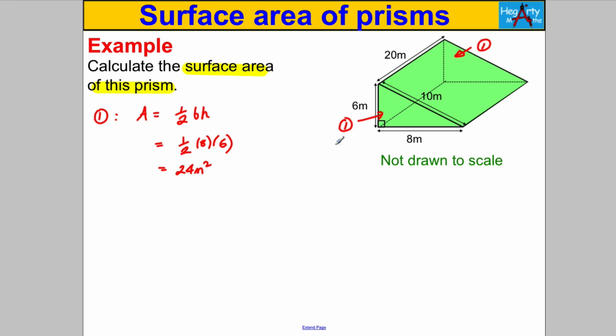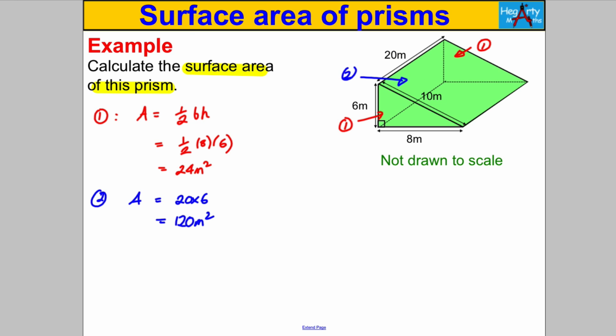Now let's think of our other sides. Let's think of this rectangle here at the back of the shape. I'm just going to highlight it while we do it. I'm now calculating this area here. That's a rectangle, and it has base 20. You can see that's 20, and it has height 6. So the area of a rectangle is just going to be 20 multiplied by 6, which is 120 meters squared. Okay, so we've done that side.